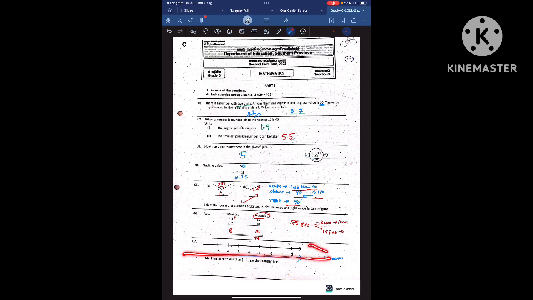This side value increases, right? Because why? 1 and 2. 2 is more than 1. 1, the value increases and it forms 2. Which means this side value increases, this side value decreases, right? So mark an integer less than -3. Less than -3 means -4, -5. You can mark like this or you can mark like this.